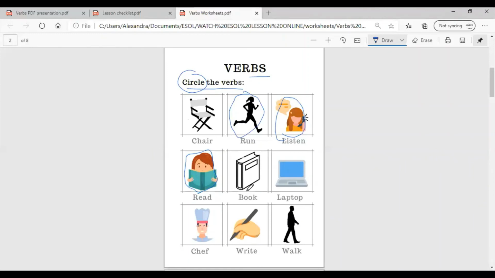Then we've got book. So I just said book is a noun, so it can't be. Oh, yeah, so Alexa's also said in the chat that write is one. That is correct. Write is a verb. And are there any more? We've got laptop, chef, and walk. Can anybody spot any more? Yep, great going. We've also got walk. So that's just a quick and easy way to identify verbs in a sentence.